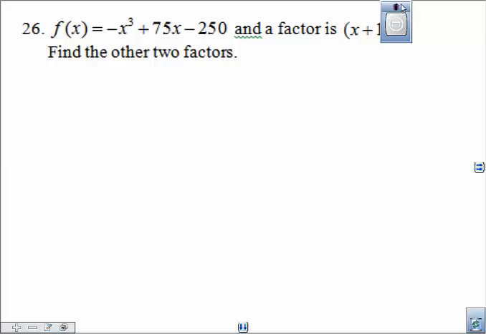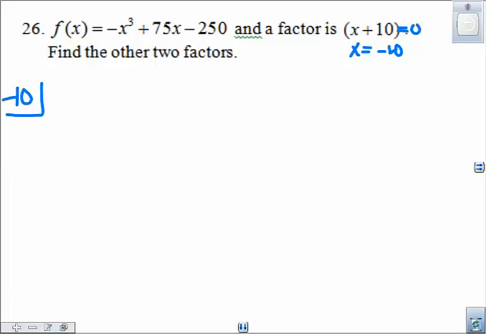26, this is a division problem. You can do long division or synthetic, but I'm going to do this as synthetic since that seems to be what most of y'all prefer. The first thing you do is find your root. If we set this equal to 0 and solve, x is -10. That's what comes out here. Then you list your coefficients in degree order. The highest degree is x cubed, so that coefficient is -1. x squared is not here, so you need a placeholder of 0. Then 75, -250.